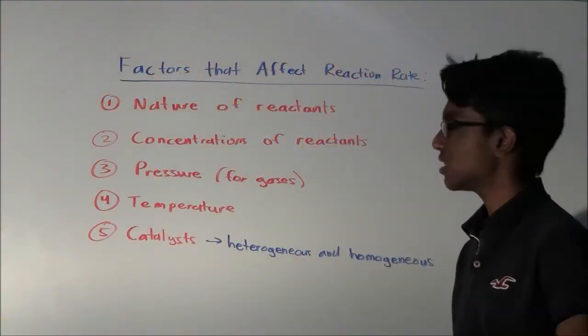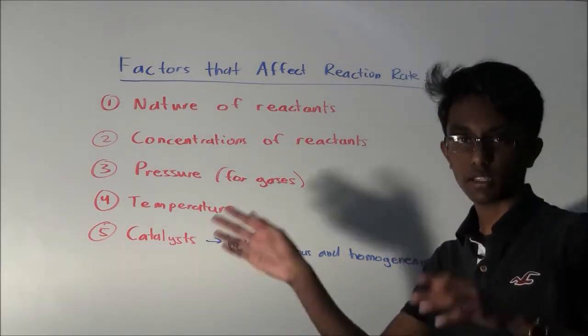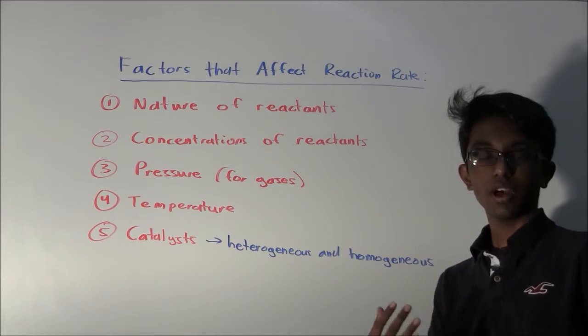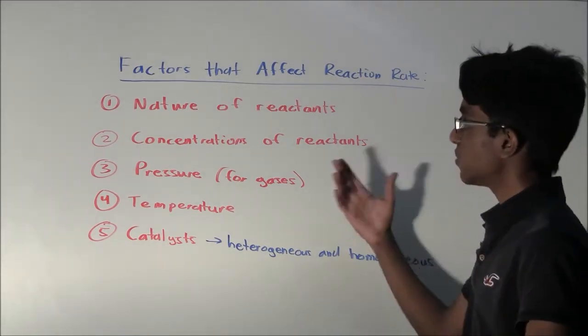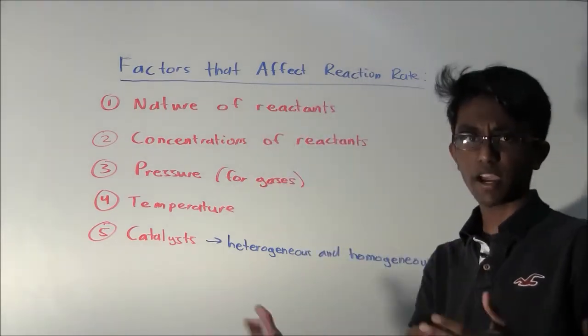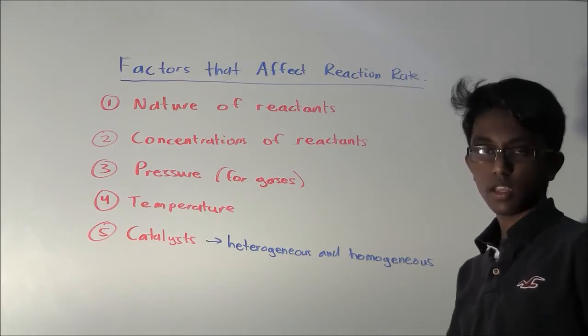In the previous video, we talked about reaction rate, and we defined it as how fast a reaction proceeds. We looked at a nice little graph with the concentration of reactants and products, and we saw how the reaction rate changed with time. In this video, I'm going to be talking about 5 big factors that affect reaction rate. So the first one is nature of reactants. So what does that mean?